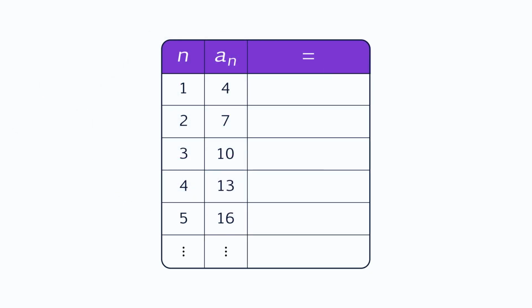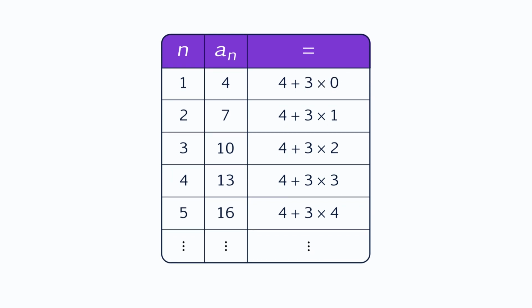For this example, the second element is the same as the first element, 4 plus the common difference, 3, once. The third element is 4 plus the common difference, 3, twice. The fourth element is 4 plus the common difference 3 times. And this property is true for the fifth, sixth, and all the following elements. You can write the first element as 4 plus the common difference 0 times.